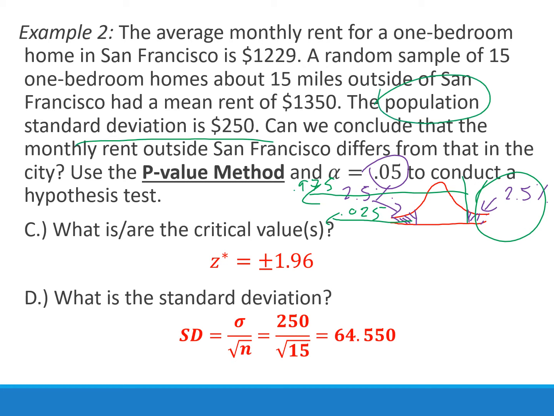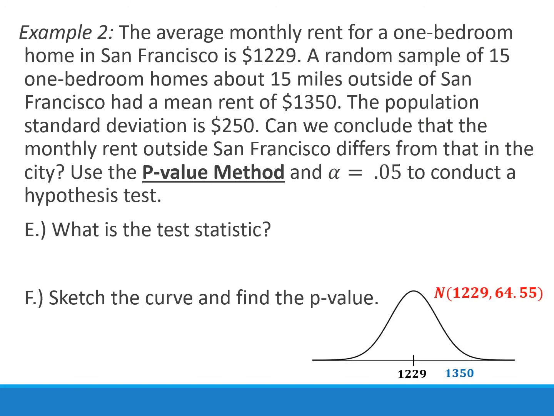It says it right here. So 250 over the square root of 15 is 64.55. Test statistic: again, we're assuming this null hypothesis is true. So to start, we're going to believe that the mean monthly rent in this area is also $1,229. If that's the case, would it be unusual to see this average based on a sample of 15 homes?